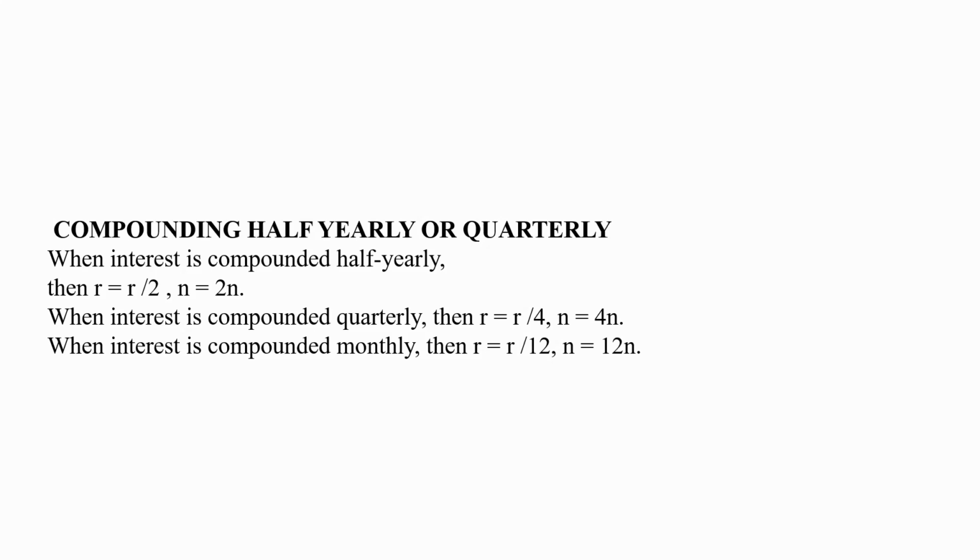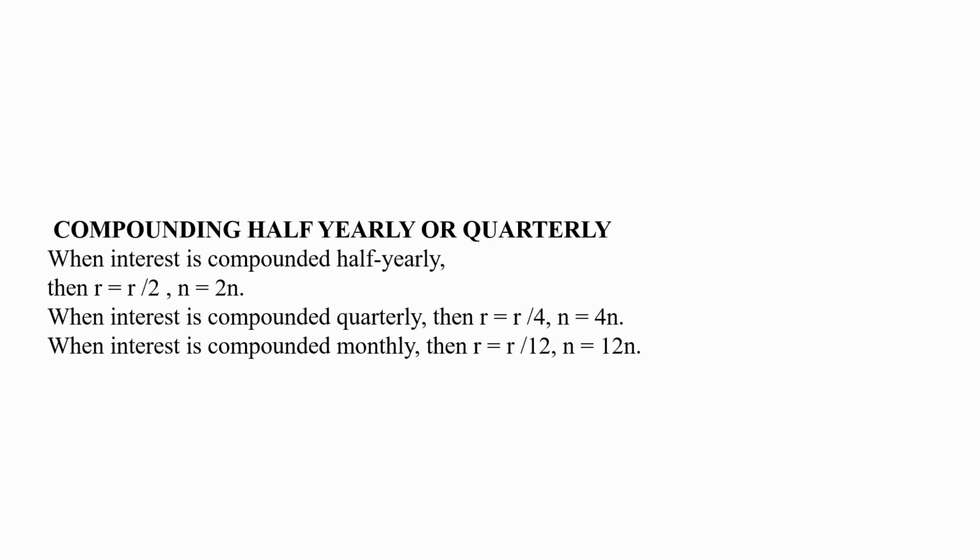Okay, so when interest is compounded quarterly, there will be 4 times collection of the interest. If the interest rate is 12, then 12 by 4, that is 3%, will be collected 4 times in a year. That is, there will be 4N there. N here means number of compounding.